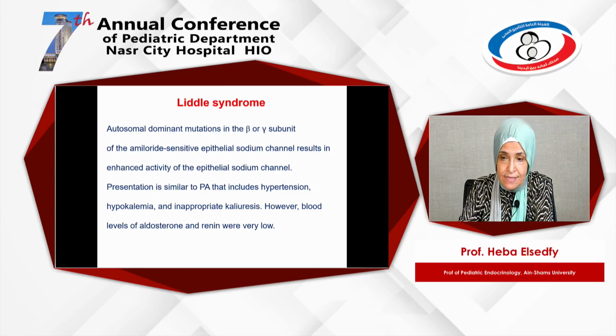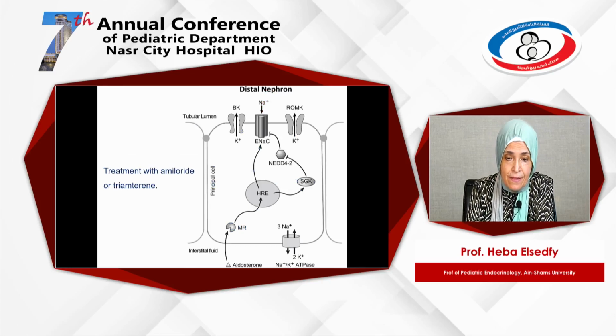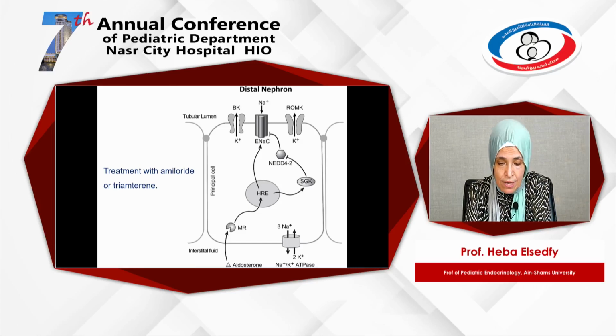The presentation is very similar to primary aldosteronism. However, the profile is different. Aldosterone will bind to the mineralocorticoid receptor and be translocated to the nucleus, where it will stimulate the synthesis of the epithelial sodium channel. Now, if the epithelial sodium channel is defective, that is, it is not liable to be degraded at the usual rate, it will result in excessive sodium reabsorption independent of aldosterone action, and accordingly will cause suppression of aldosterone and renin. The treatment is with agents that block the epithelial sodium channel action, that is amiloride or triamterene.